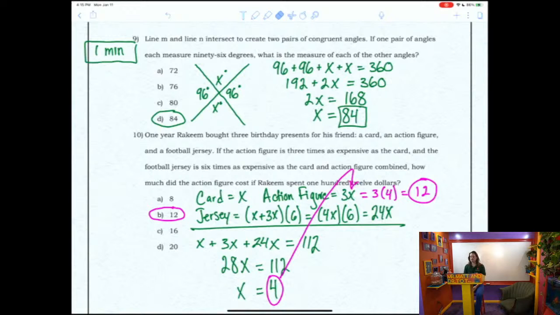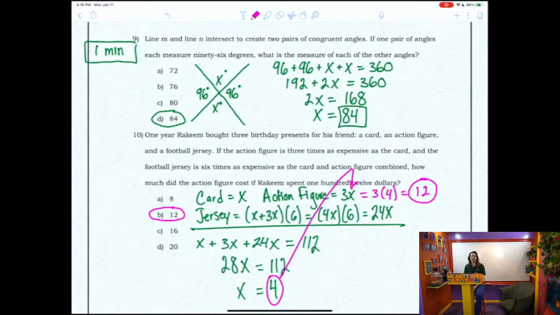So x plus 3x plus 24x has to be equal to the total sum of the amount of money he spent, which is $112. X plus 3x plus 24x is going to be 28x. So we get 28x is equal to 112. Dividing by 28, you're going to find x is equal to 4.